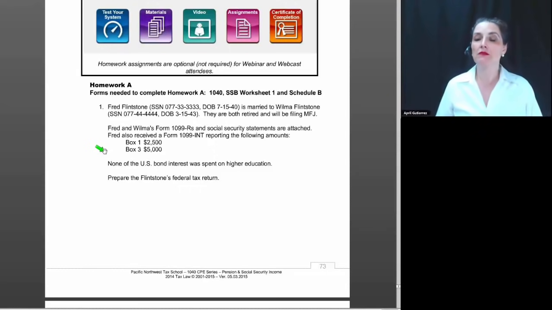government interest is more applicable at the state level because the states are not allowed to touch U.S. bond interest. So in terms of how the federal government taxes U.S. bond interest versus ordinary interest, in the case of the Flintstones, it's identical treatment. Let's prepare the Flintstones tax return.